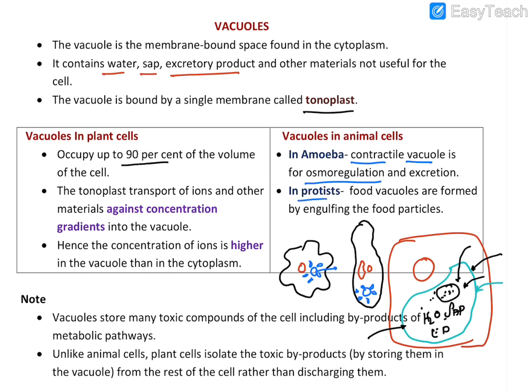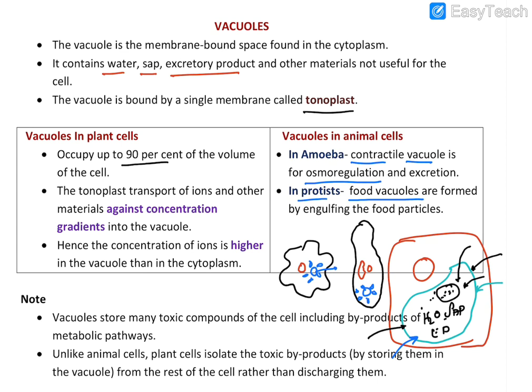Even protozoans belong to protista. Even algae belong to protista. In protista you find vacuoles, but those are not the larger vacuoles involved in osmoregulation, they are nothing but food vacuoles. So in protista, you find food vacuoles. In amoeba, you find contractile vacuoles. Whereas in the plant cell, the largest vacuole will be present. It represents about 90% of the plant cell.